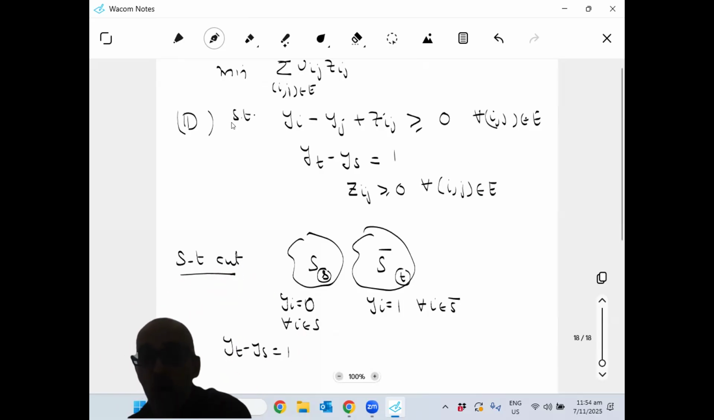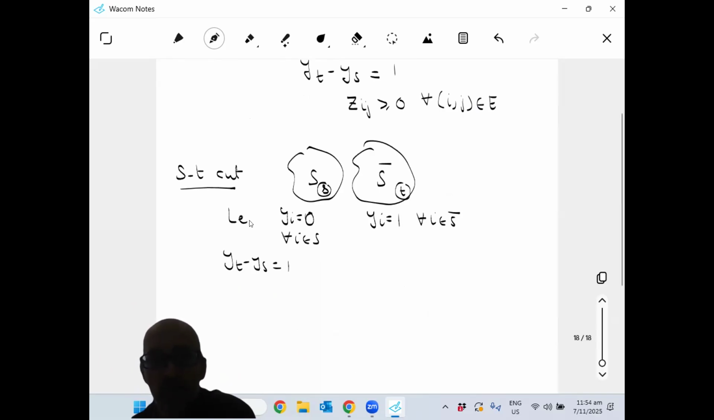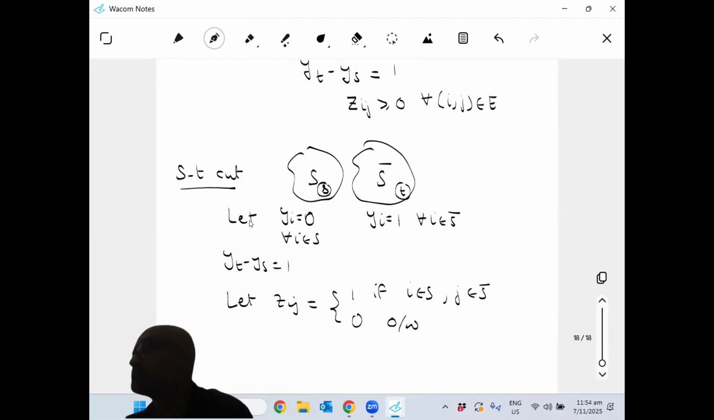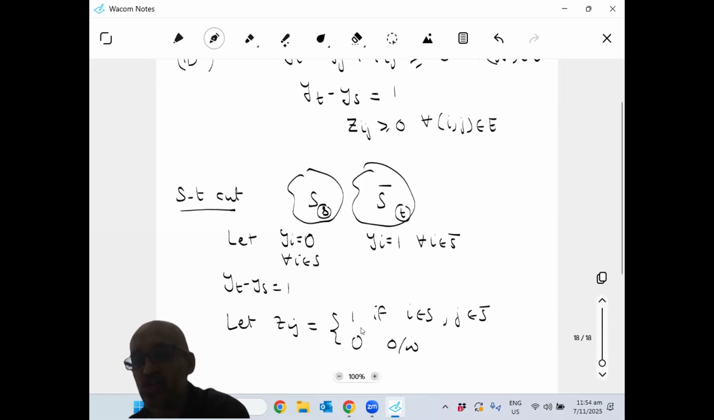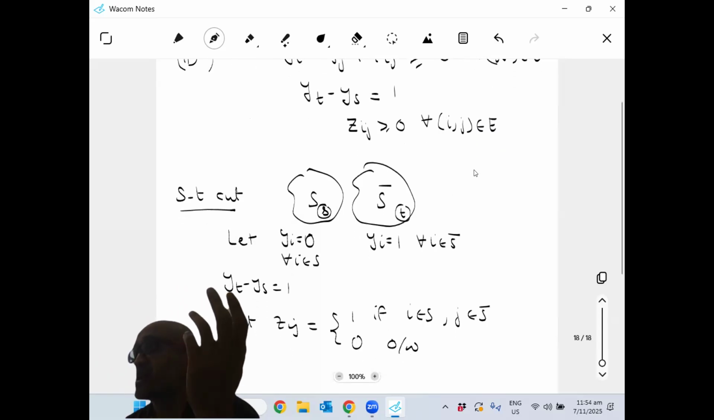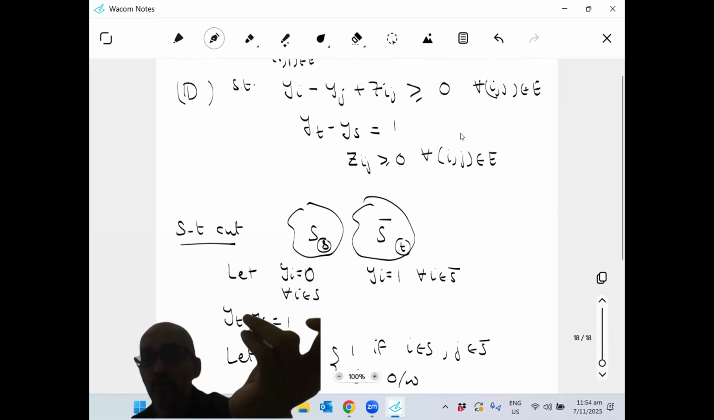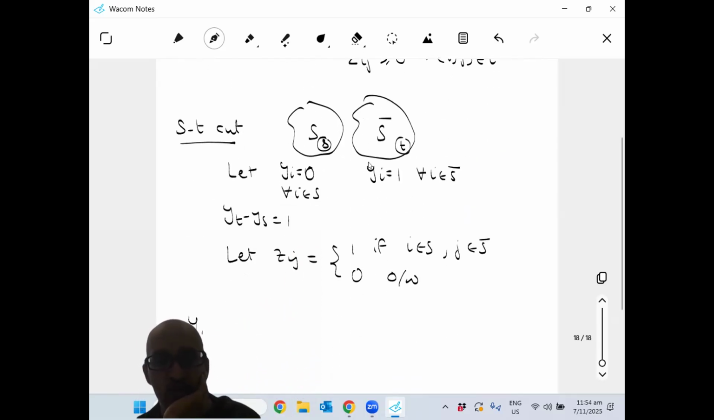So I have to define zij. Let zij be 1 if i is in S and j is in S bar, and 0 otherwise. Firstly, clearly zij by definition is 0 or 1, so it is non-negative. So it's definitely feasible for that constraint. I'd only worry about the constraints yi minus yj plus zij non-negative. Let's look at this constraint. What can happen?